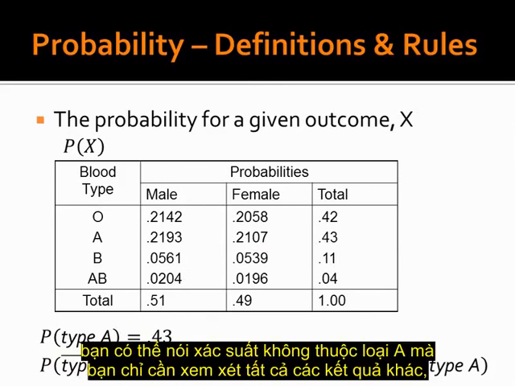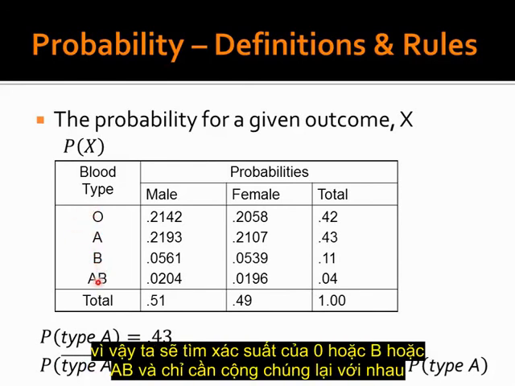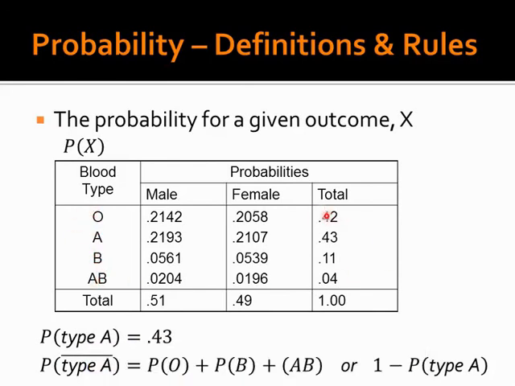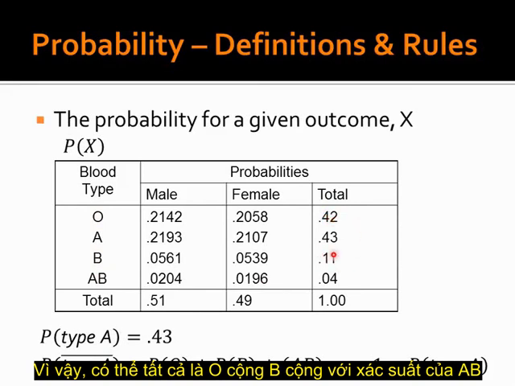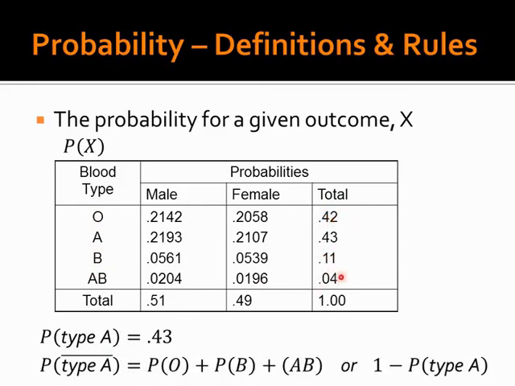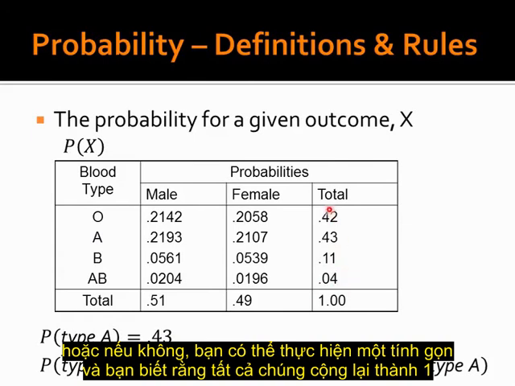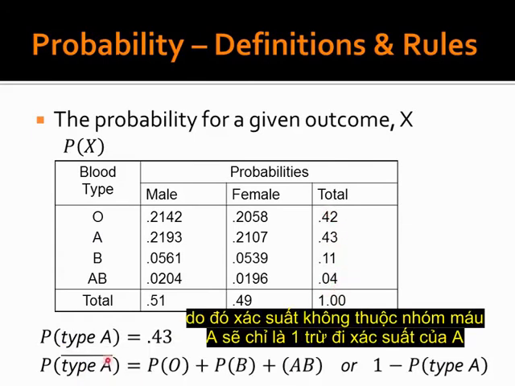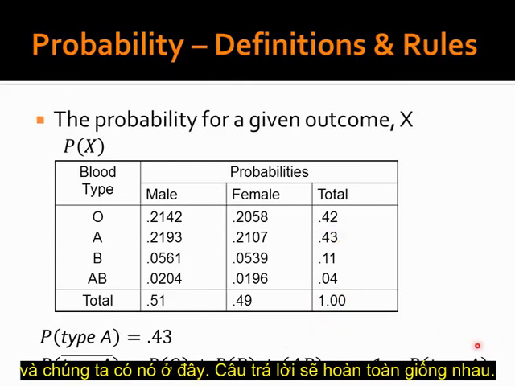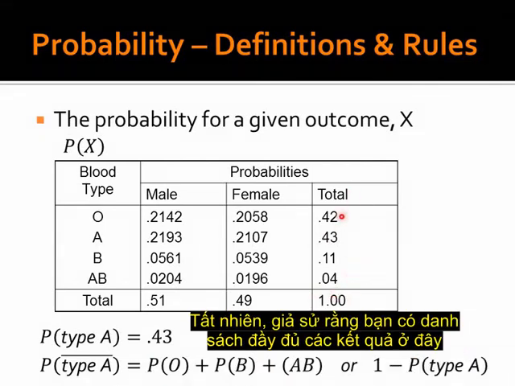Now you could say the probability of being not type A, you just look at all the other outcomes. So that's O, that's B, that's AB, and you just add them together. So probability of O plus probability of B plus probability of AB. Or else you could do a shortcut, and you know that all of them add up to 1. So the probability of not blood type A would just be 1 minus the probability of A. And there we have it here. The answer should come out to be exactly the same, assuming of course that you have the full list of outcomes here.